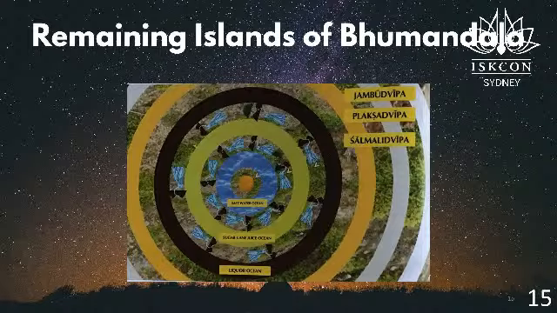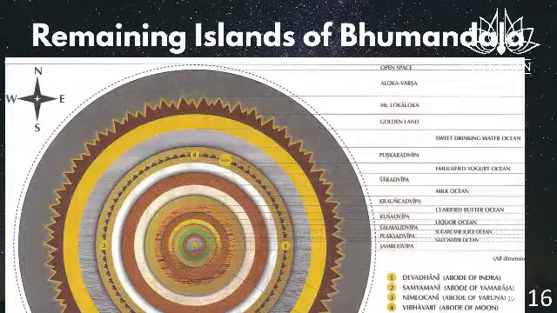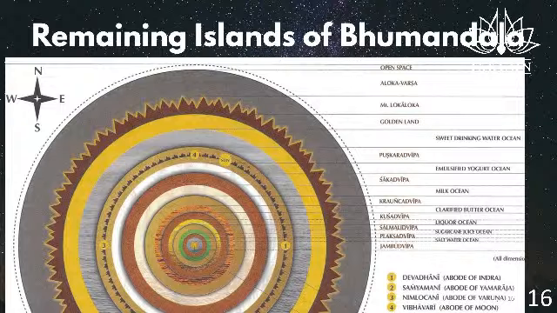You will see there, like sugarcane juice, it's given. Then you have Shalmali Dvipa, liquor, so on and so forth. It goes like that. Kushadvipa, Kraunchadvipa, Plakshadvipa, like that. So this is slide 15. Slide 16 gives a more detailed description about each one of these different islands of Saptadvipa or Bhumandala.